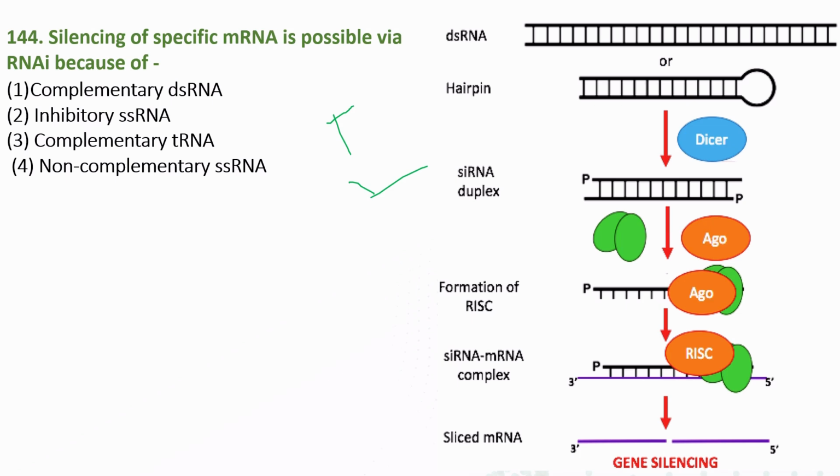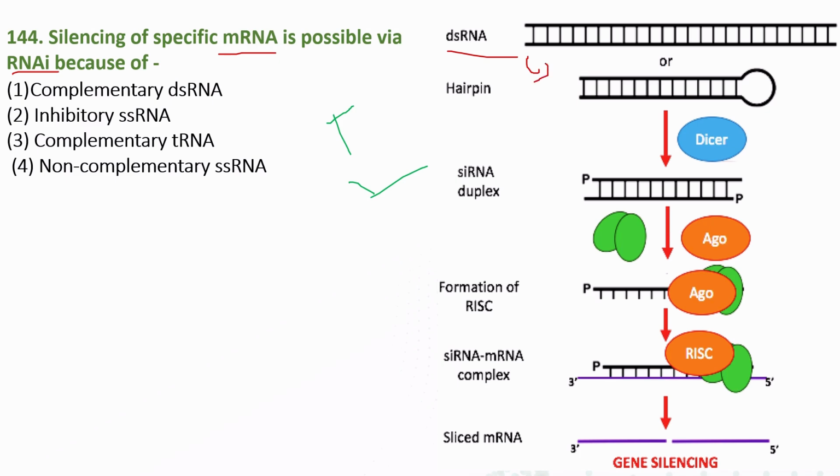So like that, the silencing of genetic material also takes place in our body. How? The silencing of the mRNA takes place here. The mRNA molecules are silenced via RNA. Why? Because they are asking about double-stranded RNA. We know that double-stranded RNA is not stable.